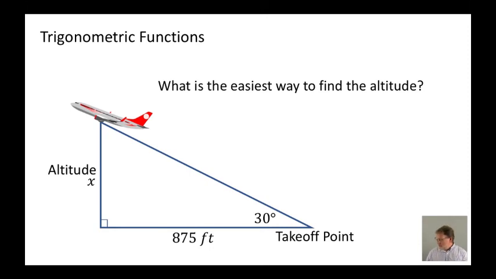The tangent of 30 degrees is equal to x divided by 875, which means that x is equal to 875 times the tangent of 30 degrees, which is going to be 505.18 feet. You can calculate the altitude of that plane given the distance across the ground and the angle measure of takeoff.